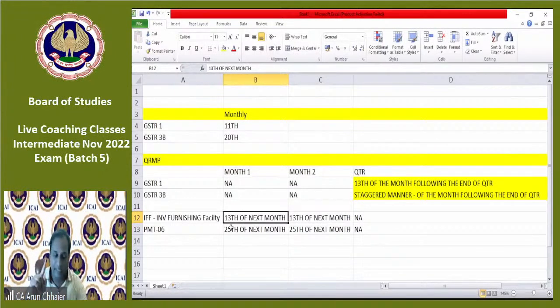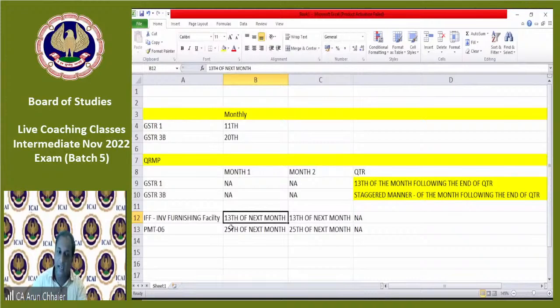Similarly, what is the full name of the QRMP? Quarterly return monthly payment. We need to pay the taxes on a monthly basis, right? So for that, we will file the PMT-06. We will pay the tax through PMT-06. It is only a challan, like we need to pay the taxes to the government. So PMT-06 is very simple. It is a challan, and by 25th you need to deposit the funds, by 25th of the month following the end of the month.